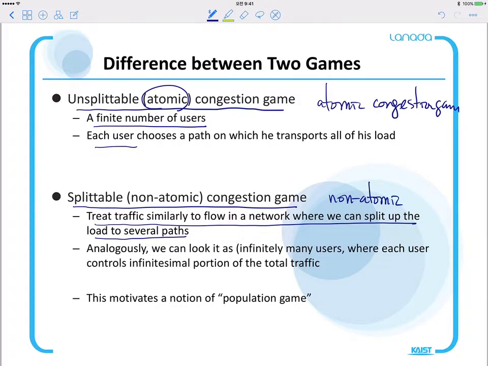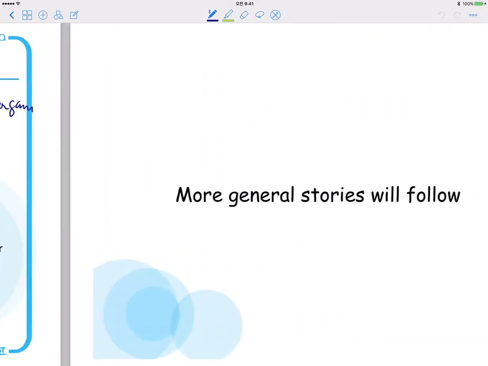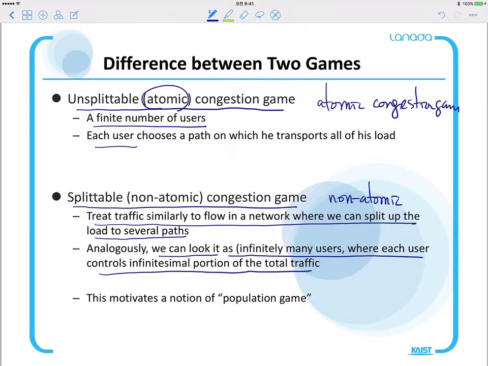And analogously, we can look at it as infinitely many users, where each user controls an infinitesimally small portion of the total traffic. Now you probably see the difference with this population game. What is a population game?